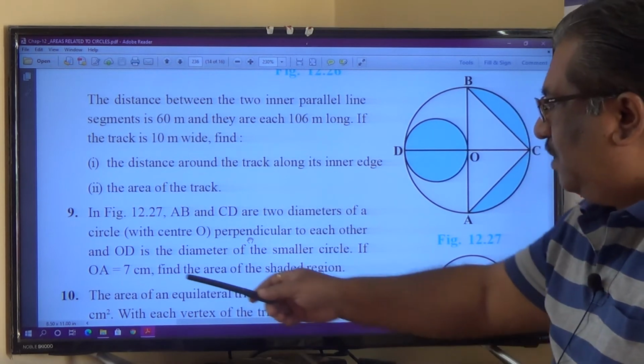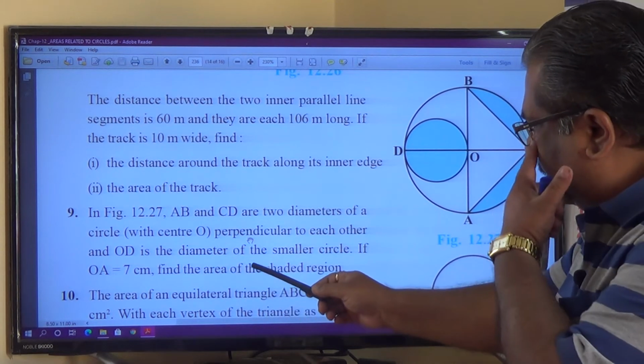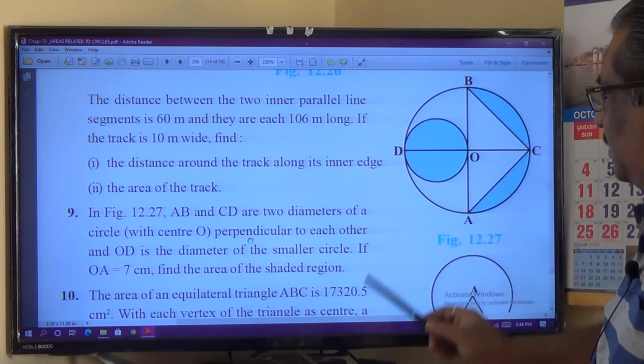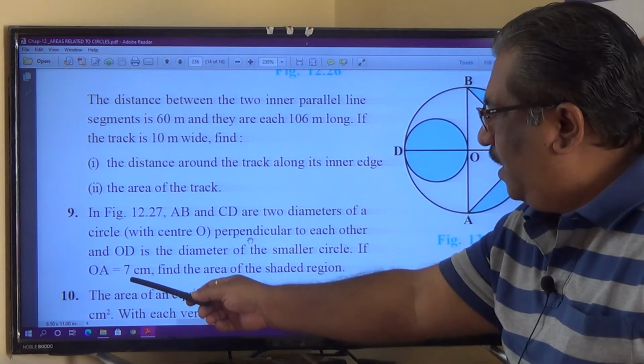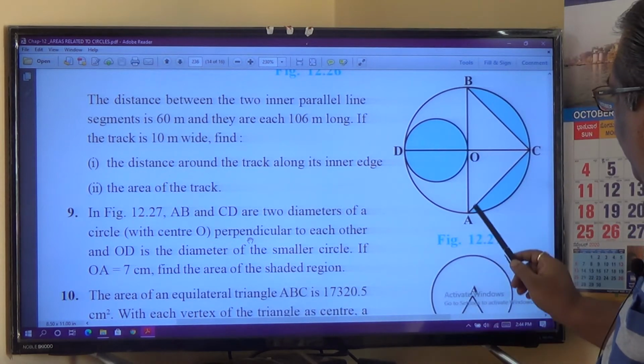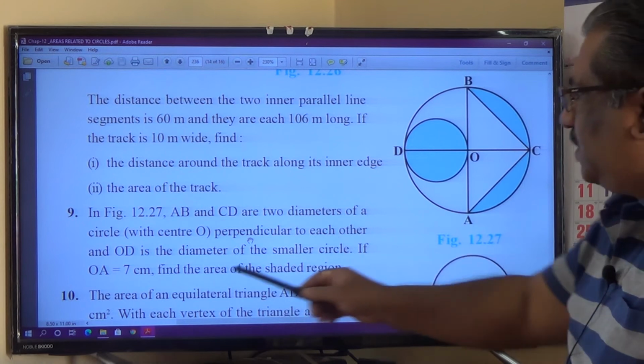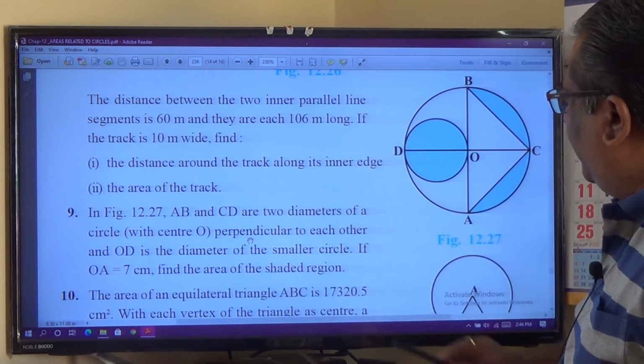And OD is the diameter of the smaller circle. If OA, the radius of the bigger circle, equals 7 centimeter, find the area of the shaded region.